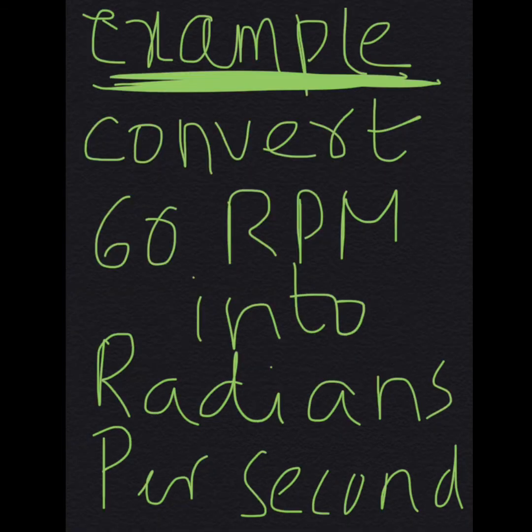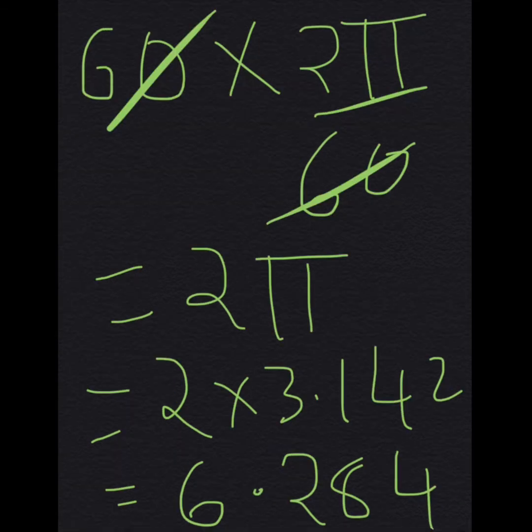So let's take an example and see how to convert 60 rotations per minute into radians per second. In the earlier slide, we had seen that to convert RPM into radians per second, we had to multiply the rotations per minute figure by 2 pi upon 60. So in this case, you take 60 into 2 pi by 60, which is equal to 2 pi, that's 2 into 3.142, which is equal to 6.284 radians per second.